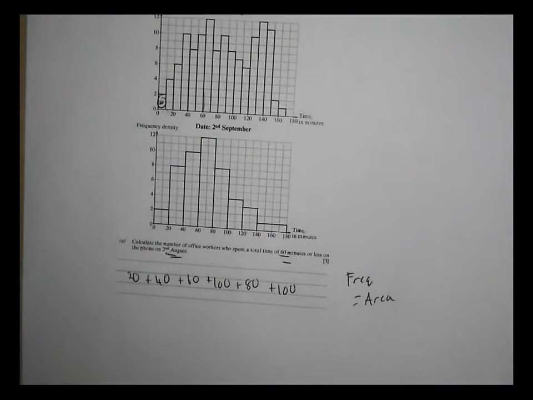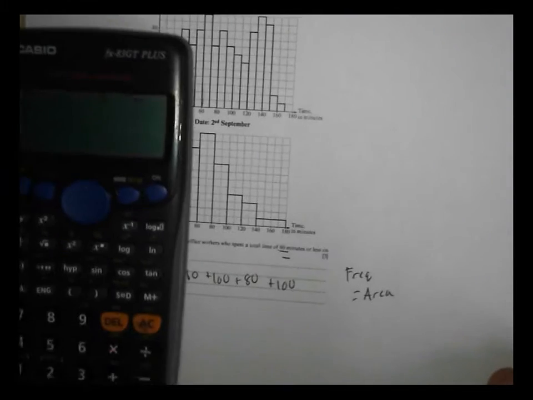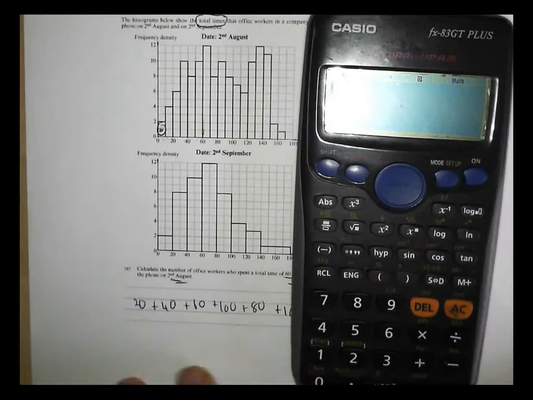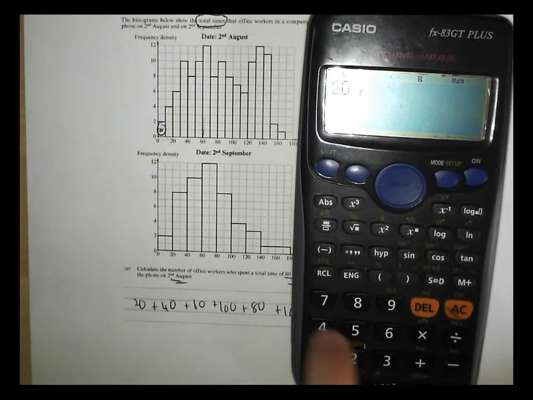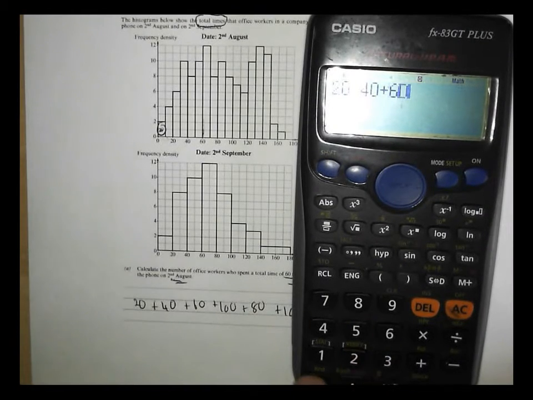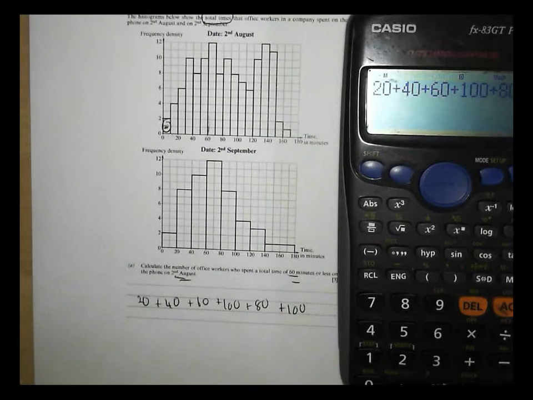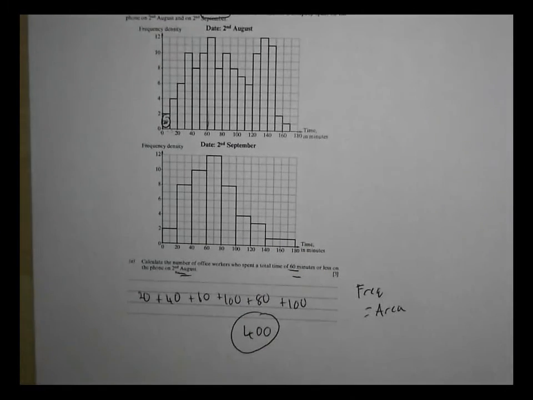Add them together. Again, it's been a long morning for me here, so I'm using a calculator on this one. 20 plus 40 plus 60 plus 100 plus 80 plus 100, 400 we're going for there. So that is 400 office workers who spent a total of 60 minutes or less on the phone.